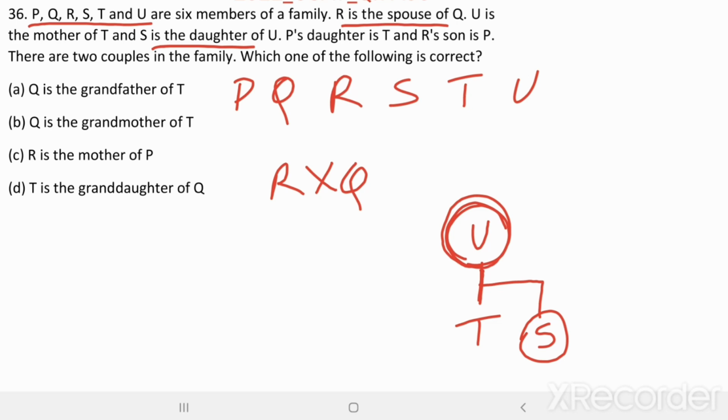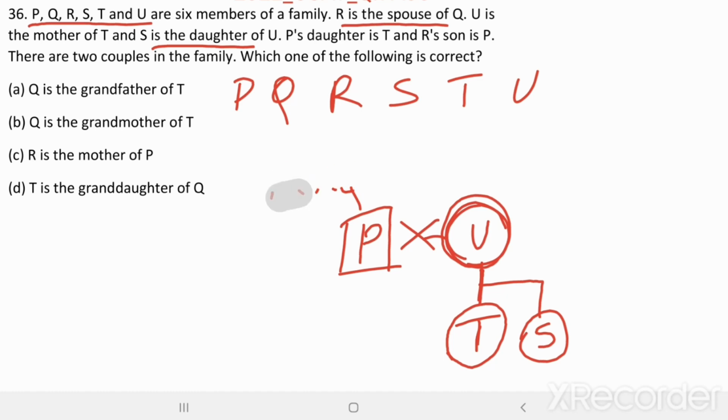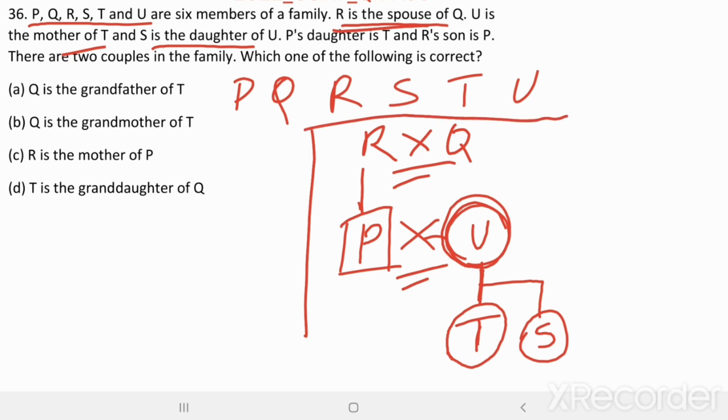P's daughter is T. That means P is the husband of U. R's son is P. Therefore, R and Q are parents of P. Now we have 2 couples in the family, and all other statements are drawn in the family tree.